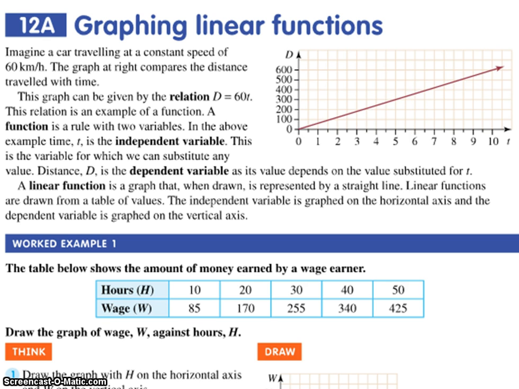A linear function is represented by a straight line. You use a table of values to do it. That's the easiest way. The independent variable, this is important, the independent variable is on the horizontal axis, like time. It flows horizontally and doesn't stop. And the dependent variable is graphed on the vertical axis.